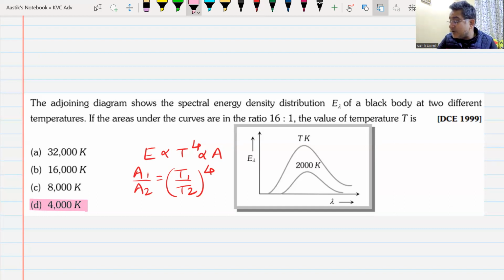Yes, sir. Remember, this answer is always in kelvins. It is never in degrees Celsius. Physics is never about degrees Celsius. The answer will always be in Kelvin. Do we understand this? Yes, sir.